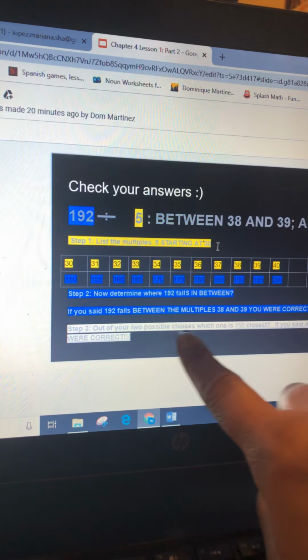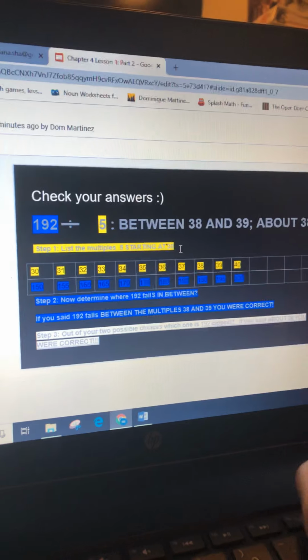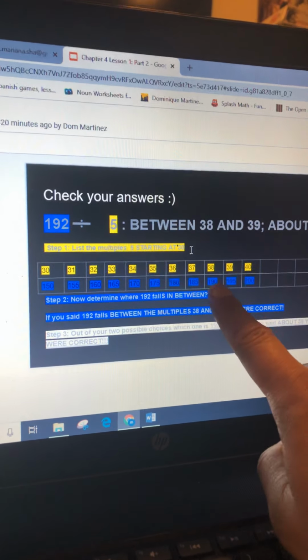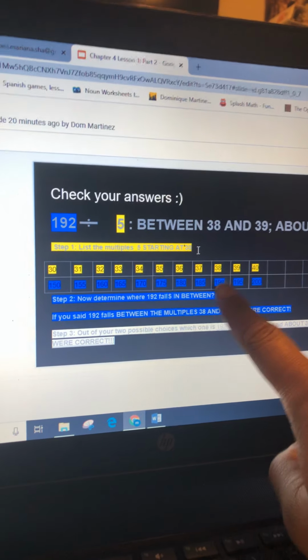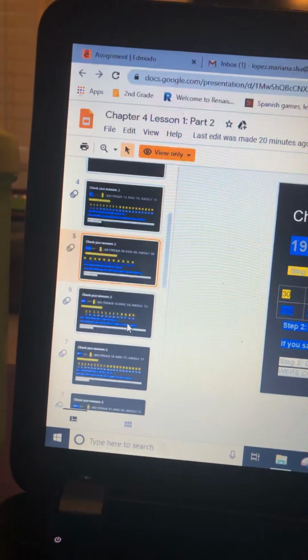Okay, out of your 2 possible choices, which one is closest to 192? If you said about 38, once again, you are correct, because 192 is closer to 190 than it is to 195, right? So our multiple would be 38. Okay, let's move on. And hopefully you start getting the hang of this a little bit more.